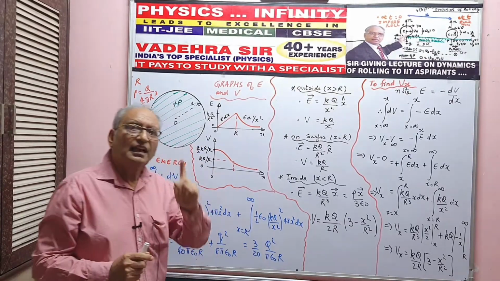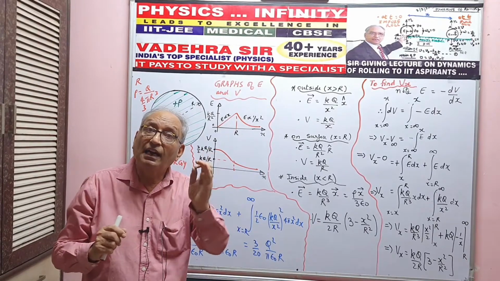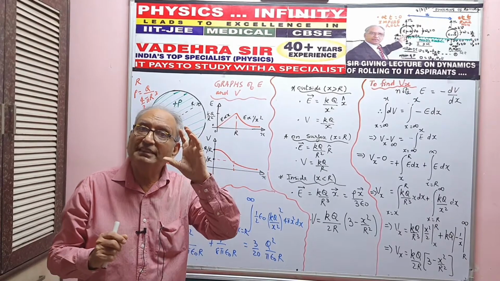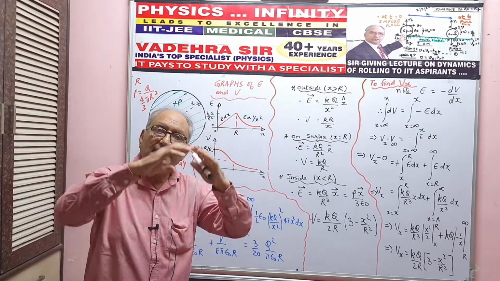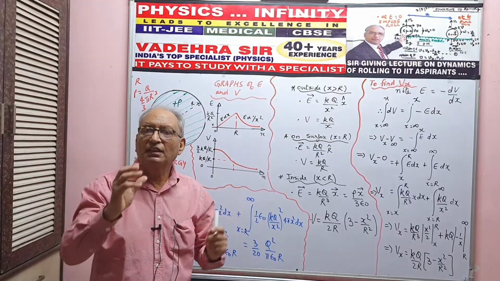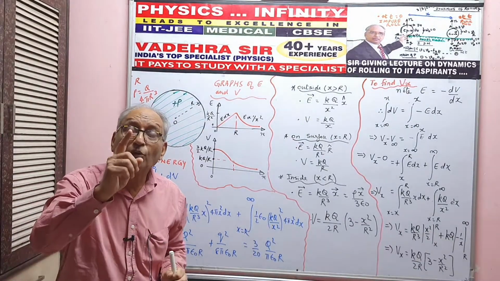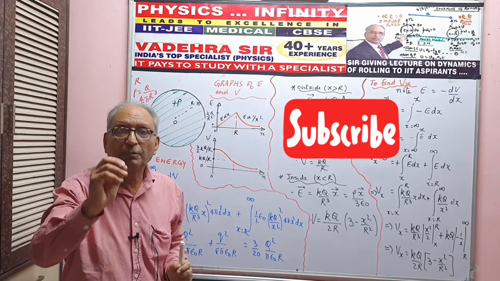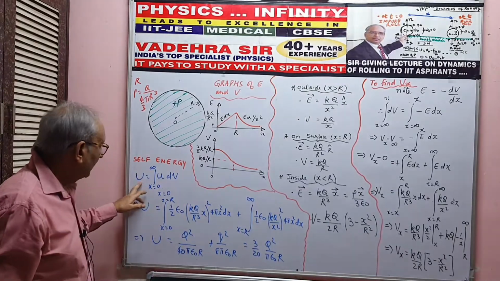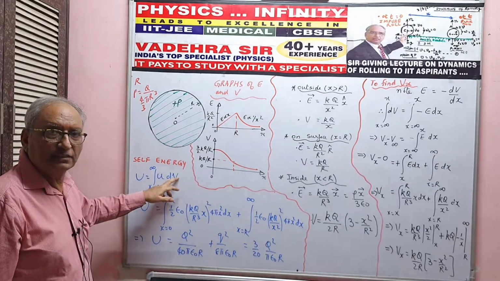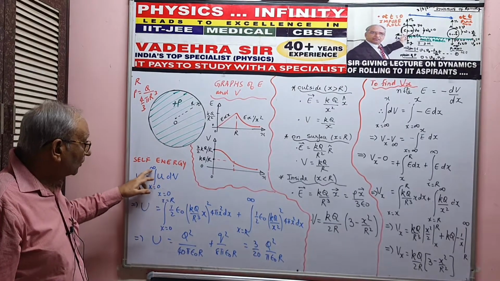Now what do I do? I use the concept of energy density, small u equals half epsilon naught E square. The elemental volume, because there is a spherical distribution, I've already taught you that earlier, for the spherical distribution, the elemental volume dV will be 4 pi x square dx. So the energy is integral of u dV, energy density times elemental volume, x equal to 0 to infinity.